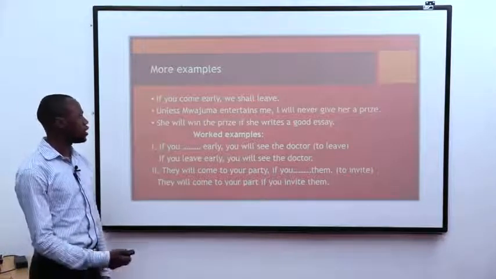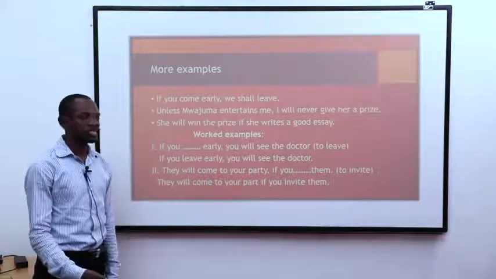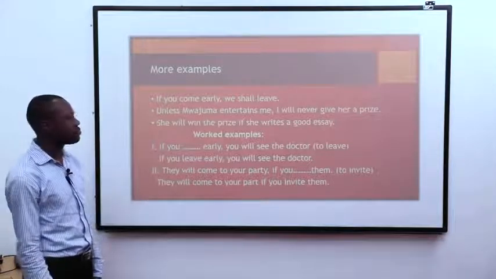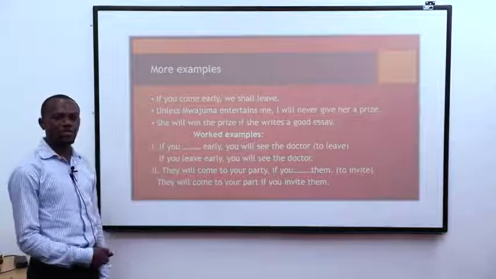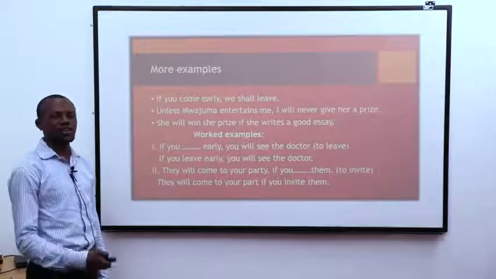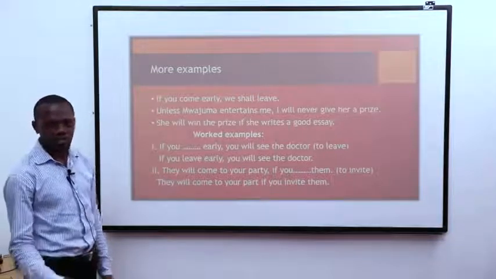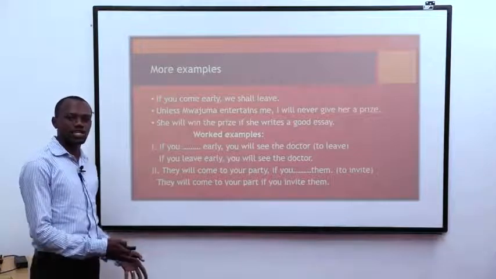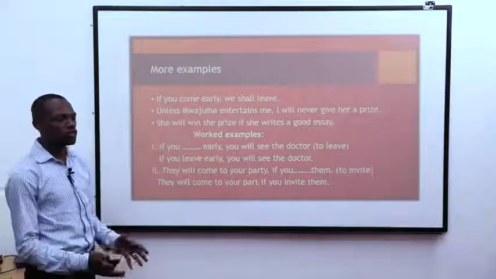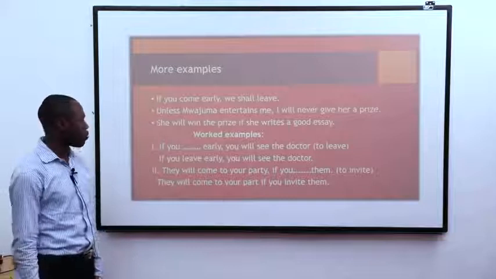Or, she will win the prize if she writes a good essay. What does it mean? It means that you can start with the main clause and then come to the dependent clause. Or sometimes you can start with the dependent clause, then the main clause. So both alternatives are applicable.